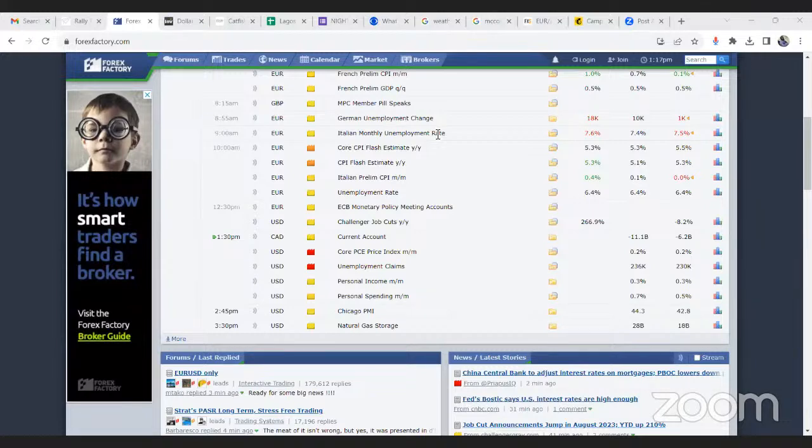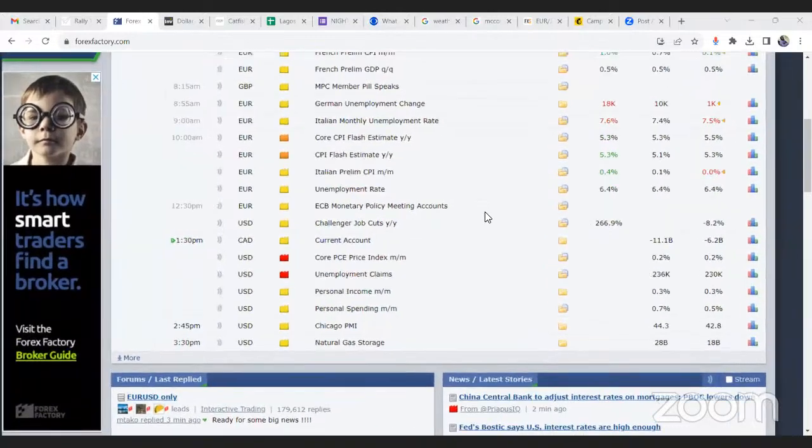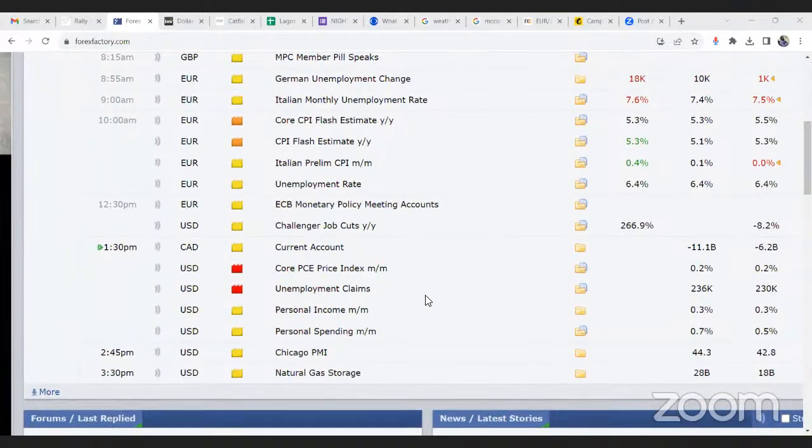So you will notice that for the core PCE price index, we're expecting the same, 0.2%. So we're not really expecting a change in the core PCE price index. You're not expecting a change, 0.2%, right? But if you look at unemployment claims here, you will notice that the previous data was 230,000. Now, when we talk about unemployment claims, what do we mean?